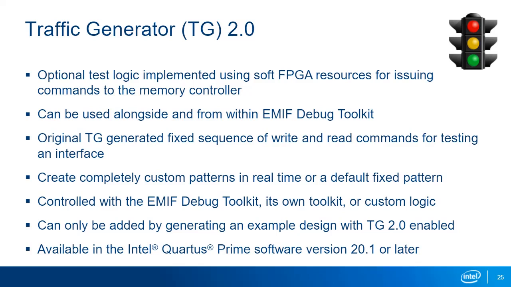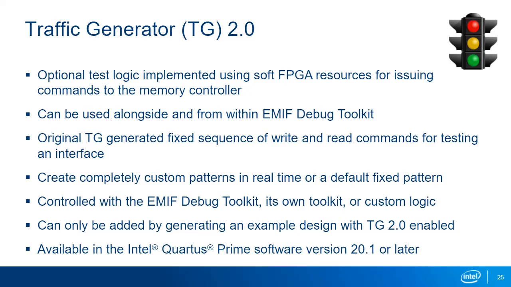Normally, and in previous versions of the memory IP, a traffic generator is automatically included when an example design is generated. The original traffic generator was configured through parameter settings, performed fixed sequences of writes and reads, and indicated whether a test passed or failed with an output status signal.